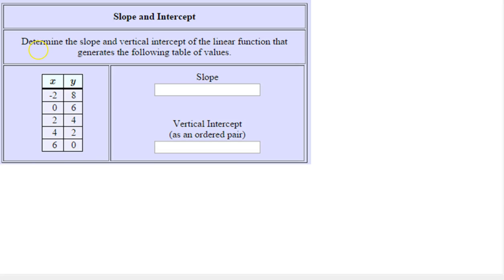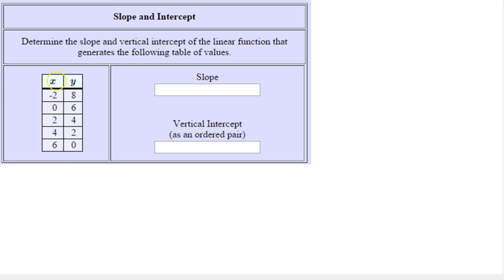In this example, we're asked to determine the slope and vertical intercept of the linear function that generates the following tables of values. So here's a spot for the slope, and here's the spot for a vertical intercept, which we should list as an ordered pair. So first, let's just take a look at the table and try to look for some patterns so we can get a feel of things.